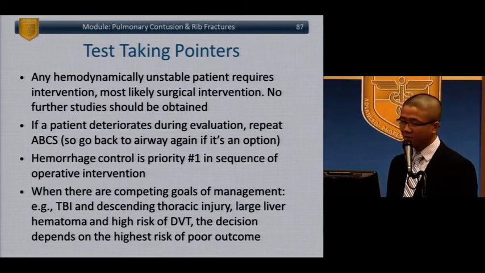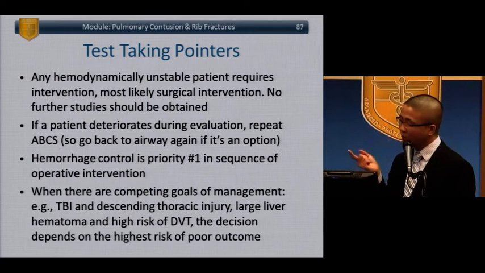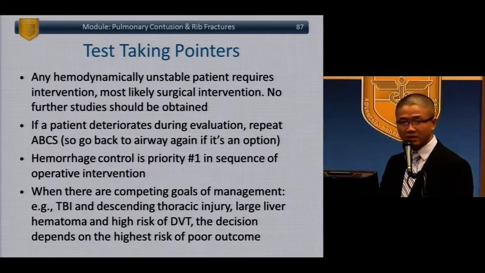If a patient deteriorates during your evaluation, you got to repeat your ABC. So go back to the airway again if it's an option. Okay. So the question prompt is that you did your A, B, and C's. As you're doing your secondary survey, the patient decompensates, becomes hypotensive again.